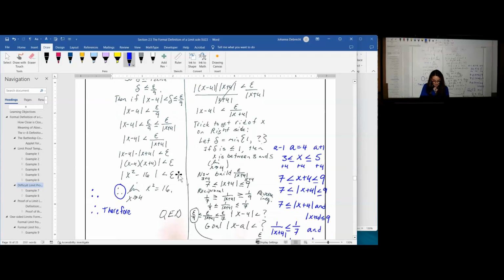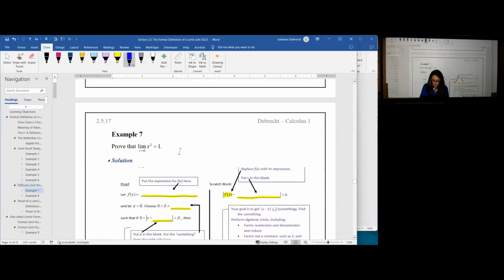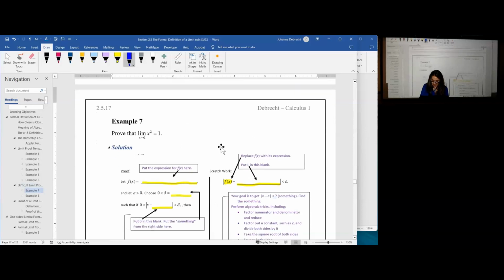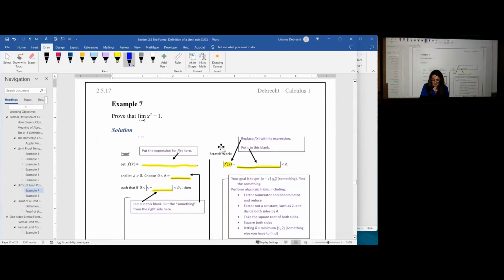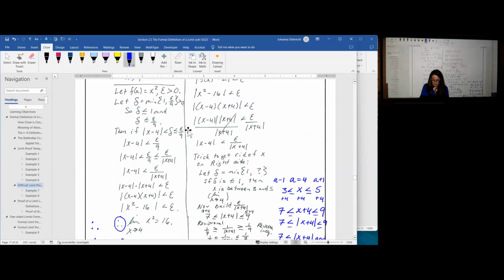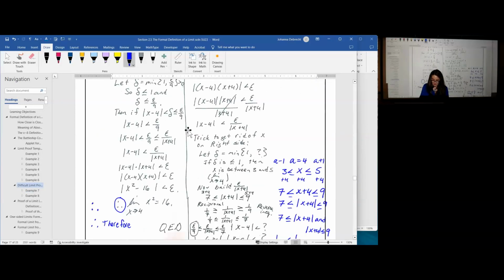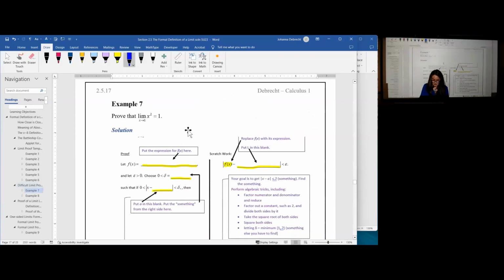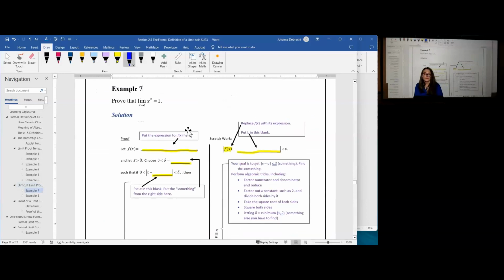Let's now take a look at the next example, which is example number 7. Example 7 is the limit as x approaches 1 of x squared equals 1. This is a more difficult one. Pause the video if you'd like to and work it out on your own, or you can wait and we'll do it together.